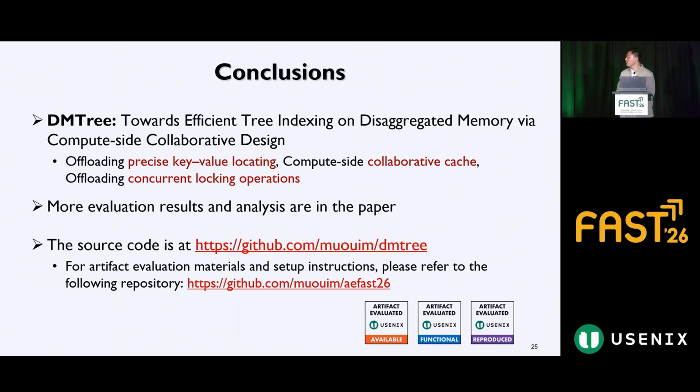To conclude, we propose DMTree, an efficient tree index for disaggregated memory through compute-side collaborative design, including designs offloading precise key-value locating, compute-side collaborative cache, and offloading concurrent locking operations. For detailed results and analysis, please refer to the final paper. Our code is open sourced and available on our project website. And for artifacts evaluation, please refer to the following website.